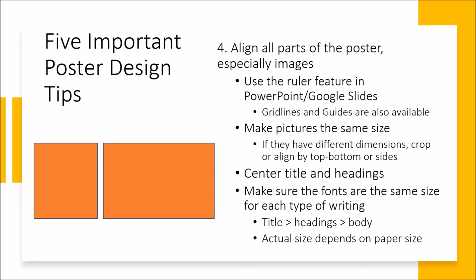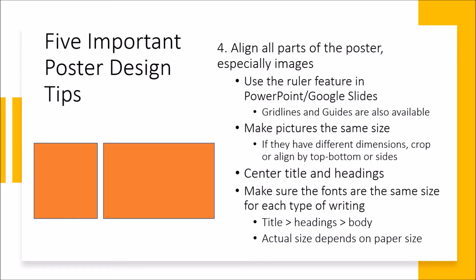To get images aligned, first make them the same size. If they have very different dimensions, you can crop them if possible. If cropping is not an option, then at least align the picture so that they have the same top and bottom, as these do here, or so that they would match up on their sides, like an image would be here. The title and all your headings should be centered.